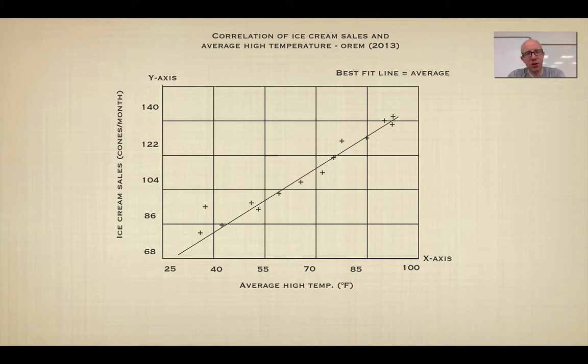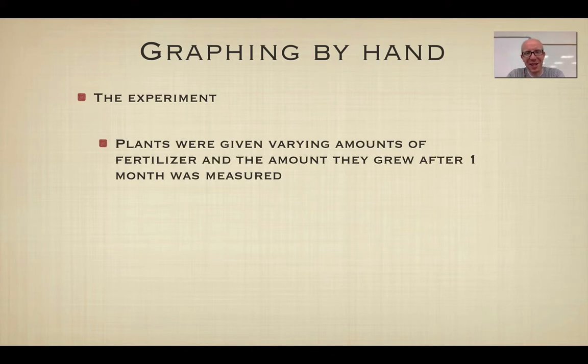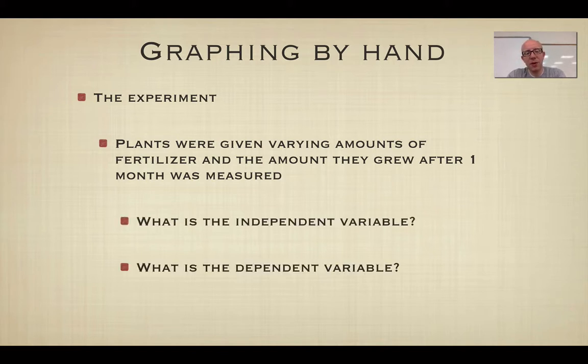Okay, so not too bad. Let's look at one other experiment. And again, Mr. Maurer was a biology teacher, so he has a biology example. But let's look at it. It's a pretty good one. So we have plants that were given varying amounts of fertilizer, and the amount they grew after 1 month was measured. So my question for you is, what is the independent variable and what is the dependent variable?